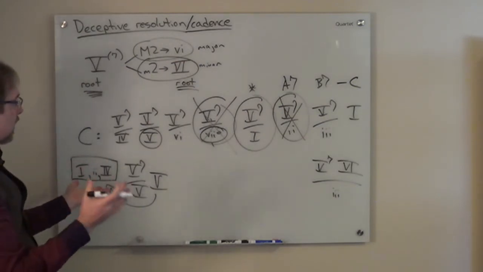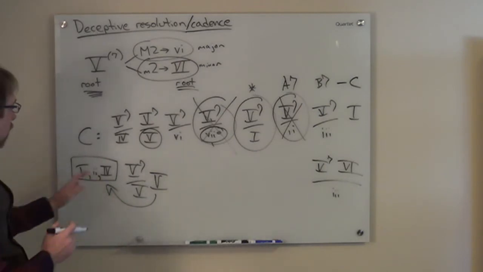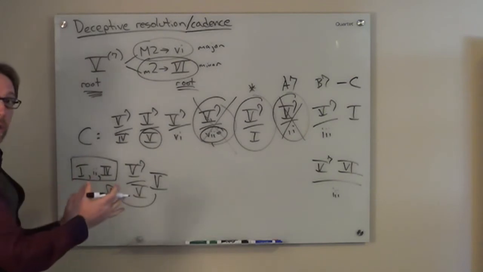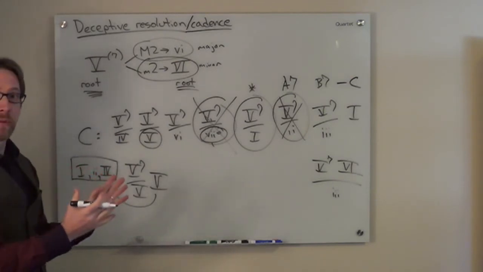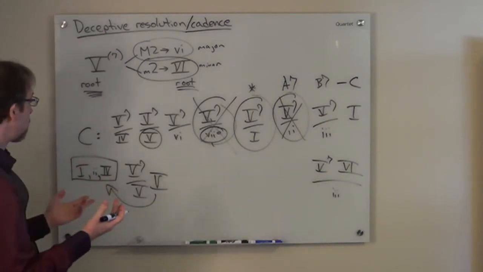6 is not a great option. 7 diminished is not a great option. But 1, 2, or 4 all would work very well. So we have to consider, how does this affect when we're doing our deceptive resolution? Well, the concept needs to be the same.